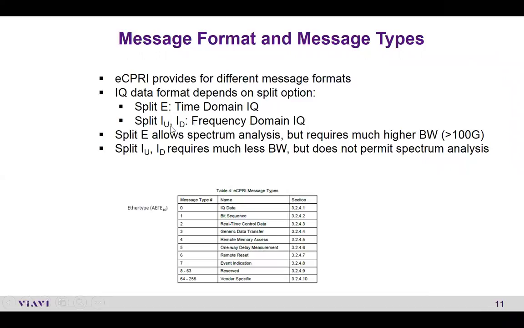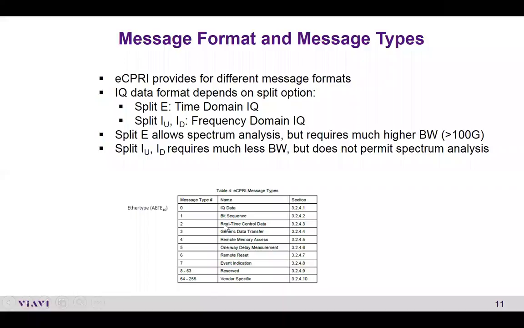eCPRI recommends options 1U or 1D or 2D. If you are at option 1, uplink or downlink, then you are using frequency domain IQ data. It's not time domain IQ data. If you are using option 2, basically in the downlink, then you are using the bit sequence here. That's the option 2D. Pros and cons for each. We won't have time to go into the details of that, but suffice to say that eCPRI is carrying the IQ data or the bit sequence under these message types.